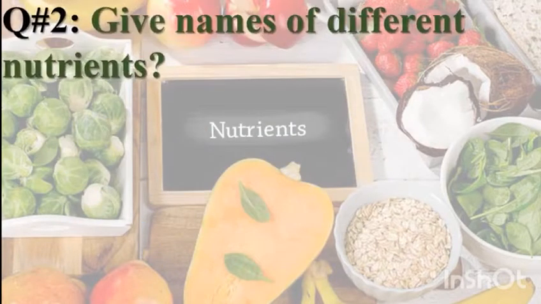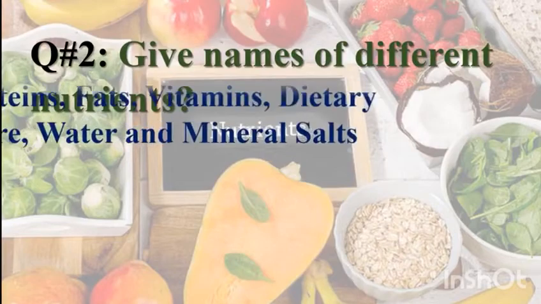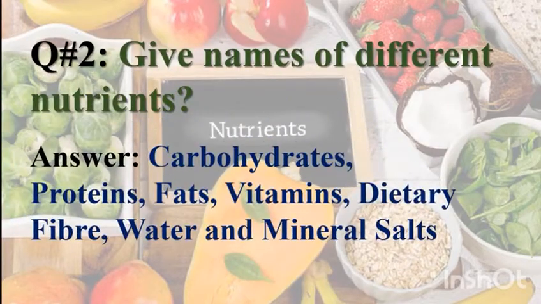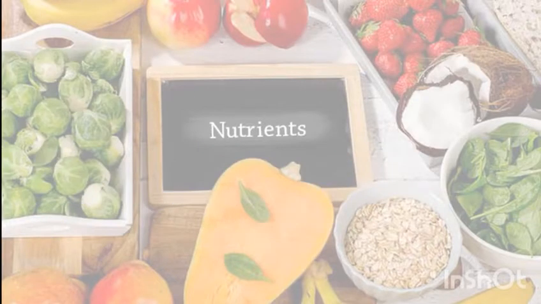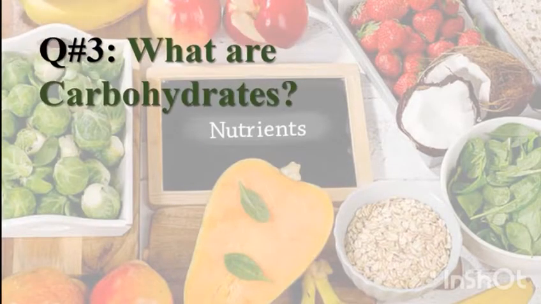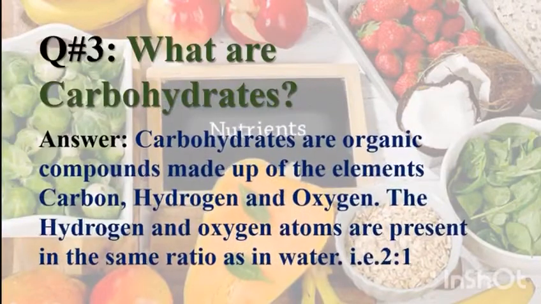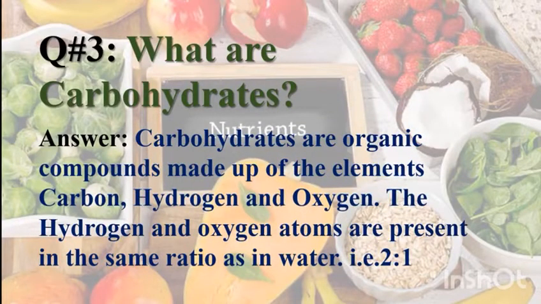Next is give names of different nutrients. So there are carbohydrates, proteins, fats, vitamins, dietary fibers, water and mineral salts. Next question is what are carbohydrates? So we have discussed carbohydrates are organic compounds made up of the elements such as carbon, hydrogen and oxygen. So the hydrogen and oxygen atoms are present in the same ratio as in water, 2:1.